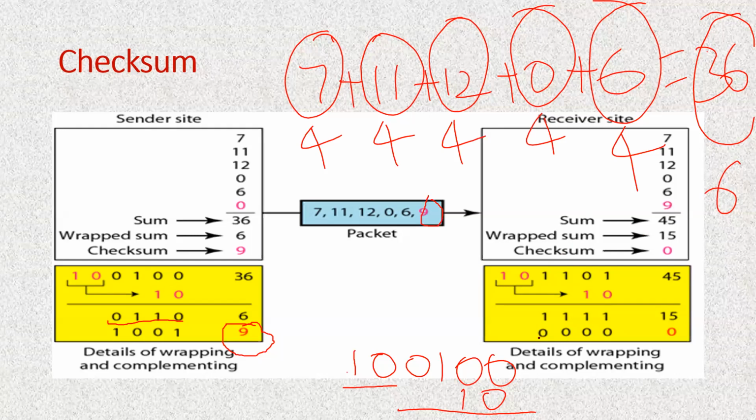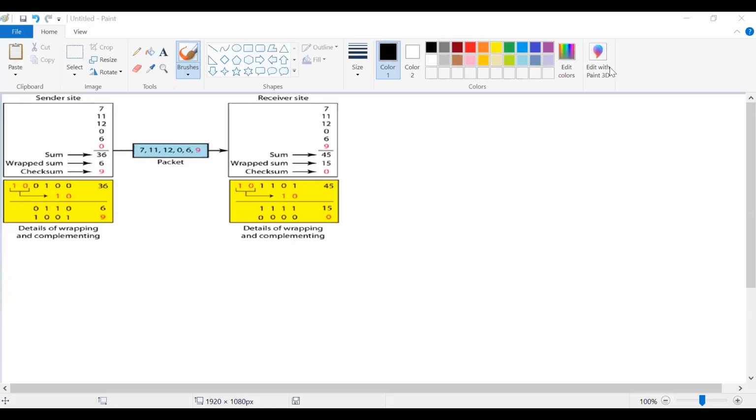If you don't get zeros as the answer at the receiver side after taking the ones complement, the received data has some error, discard it. This is how your checksum works. We take a simple example.